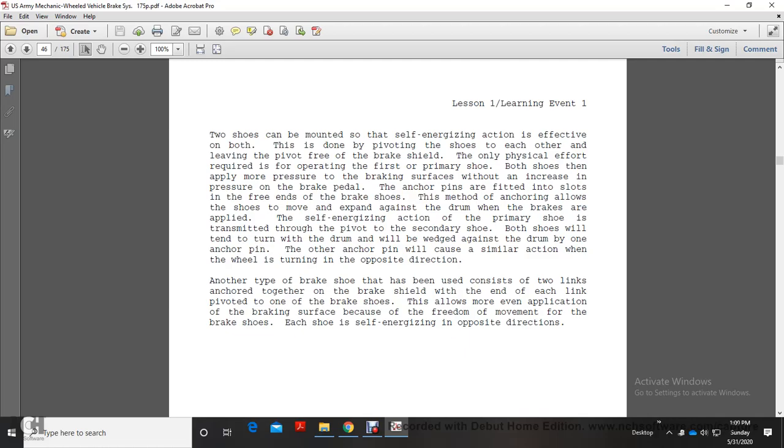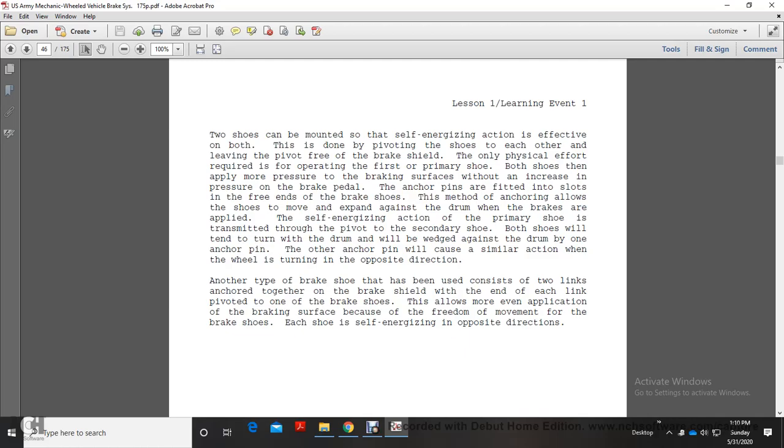When the brakes are applied, the self-energizing action of the brake shoe is transmitted from the pivot to the secondary shoe. The brakes will then tend to turn with the drum and be wedged against the drum by one anchor pin, and the other anchor pin will be caught with a similar action when the wheel is turning in the opposite direction.